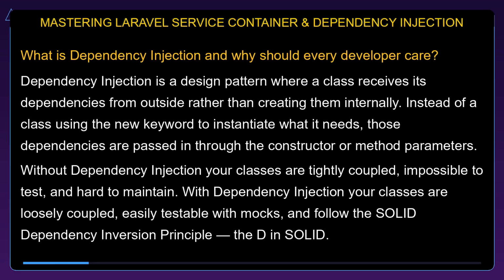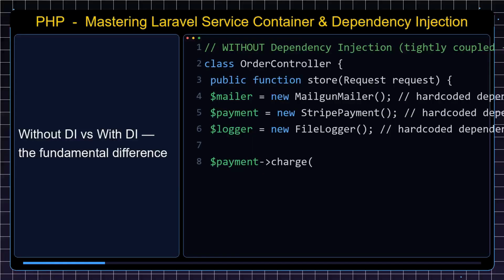What is dependency injection and why should every developer care? Dependency injection is a design pattern where a class receives its dependencies from outside, rather than creating them internally. Instead of a class using the new keyword to instantiate what it needs, those dependencies are passed in through the constructor or method parameters. Without dependency injection, your classes are tightly coupled, impossible to test, and hard to maintain. With dependency injection, your classes are loosely coupled, easily testable with mocks, and follow the SOLID dependency inversion principle. The D in SOLID. The fundamental difference.